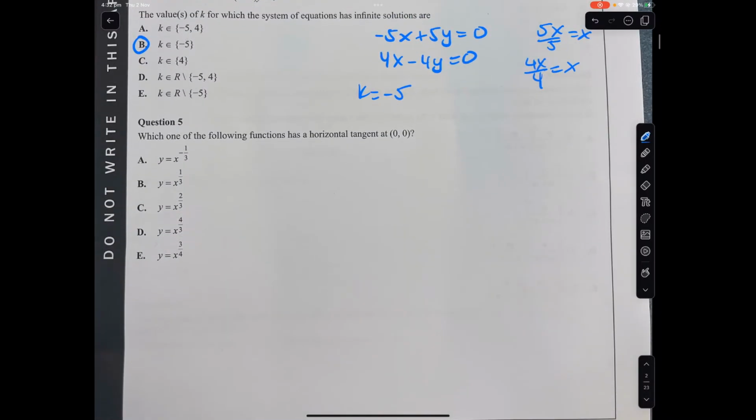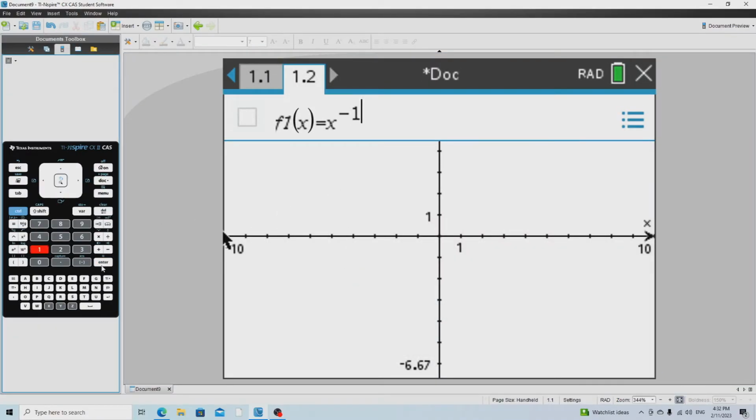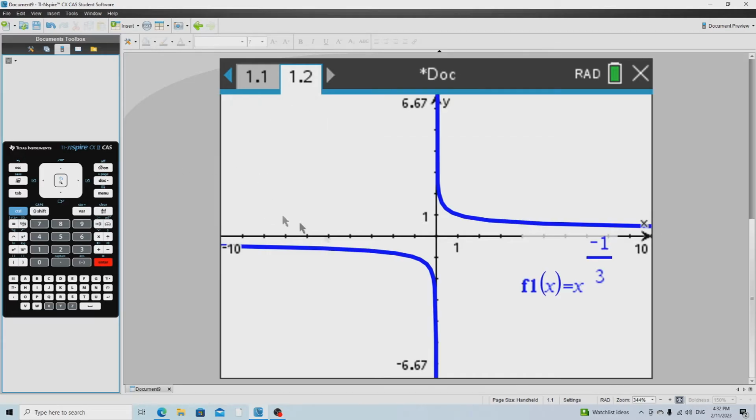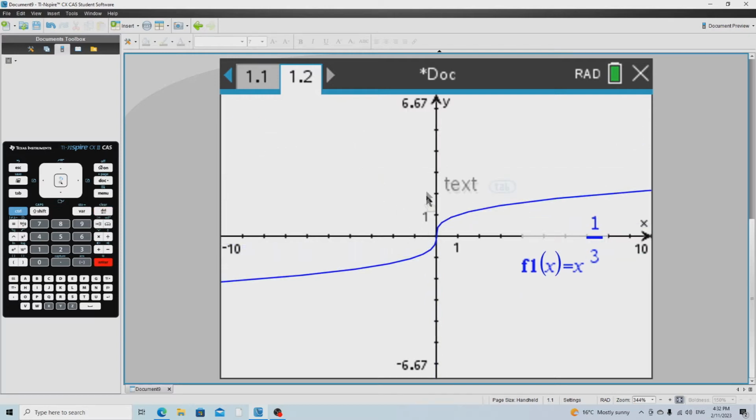Perfect. Which of the following functions has a horizontal tangent at this? What I'm going to do is just graph them, out of laziness. So for negative 1/3, we get this. Now, of course, there's no horizontal tangent, like at 0, there's actually no point, so that's useless. The next one is a positive, and you get this. If I draw a tangent, it pretty much doesn't exist.